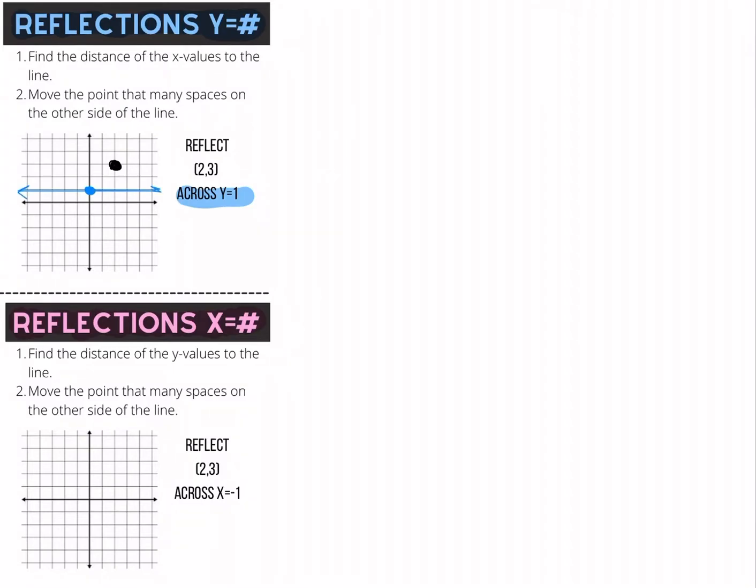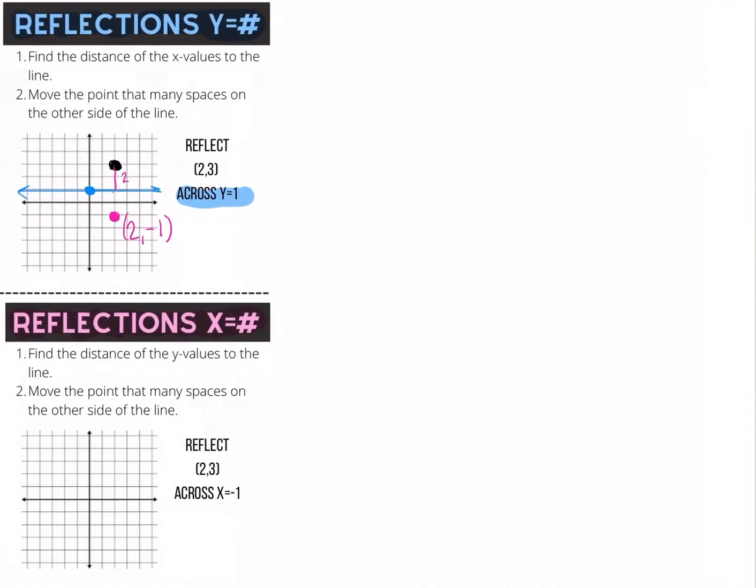Y equals 1. And so what we're going to do is count the distance. So how far away is the point from the line? 2 spaces. So then to graph the reflection, we move 2 spaces away from the line. And that's my reflection point. And that point is (2, -1). So my reflection of (2, 3) across y equals 1 is (2, -1).